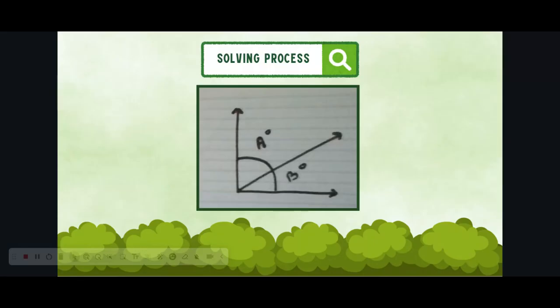Now I mentioned that the problem might not give or tell you directly if it is supplementary or complementary. So you need to check for visual clues. If the angles form a corner, like a perfect L shape, that's a clue that they are complementary. If the angles form a straight line or sit side by side on a line, that's a clue that they are supplementary.